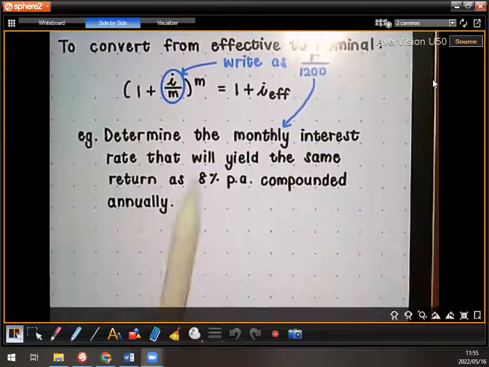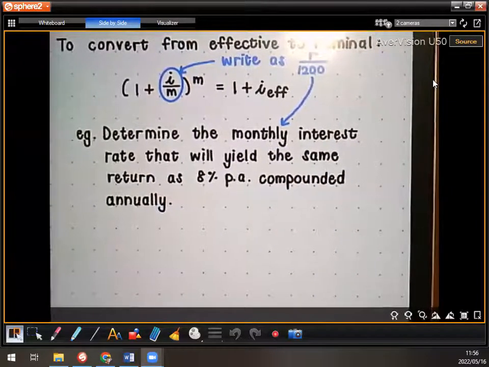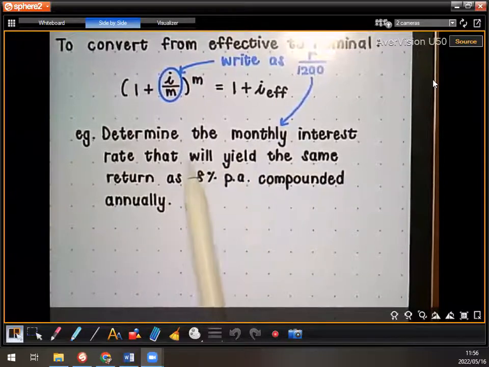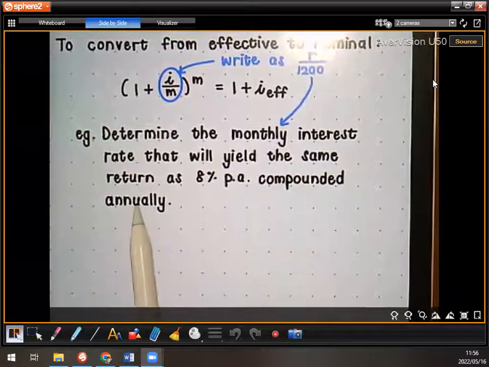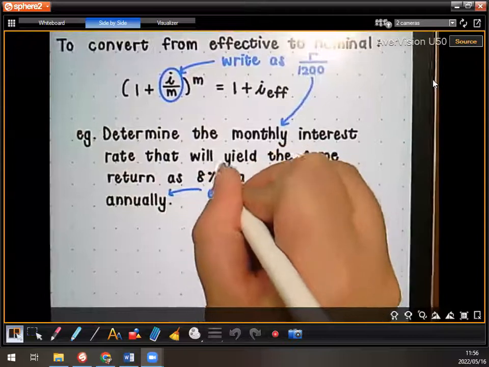Now guys, do we notice that they haven't actually used the word effective anywhere in this question? We read through it, they're saying determine the monthly interest rate. So monthly, we need to think, okay, monthly is more often than once a year. So this is the answer for the nominal interest rate. Monthly is nominal. That will yield the same return, that's equivalent to 8% per annum compounded annually. Now, guys, if you see the word annually, that is the effective interest rate that they're giving you.